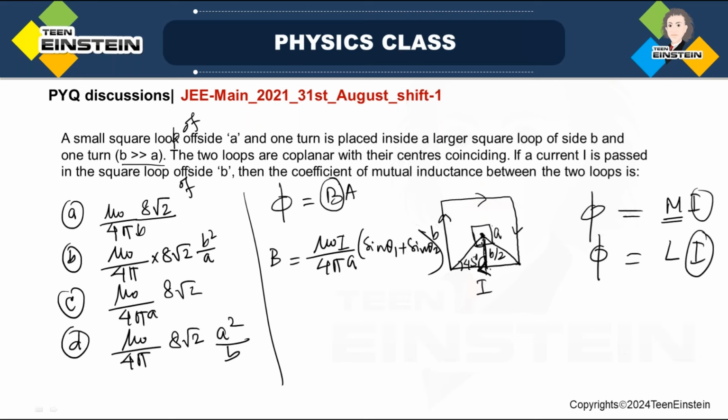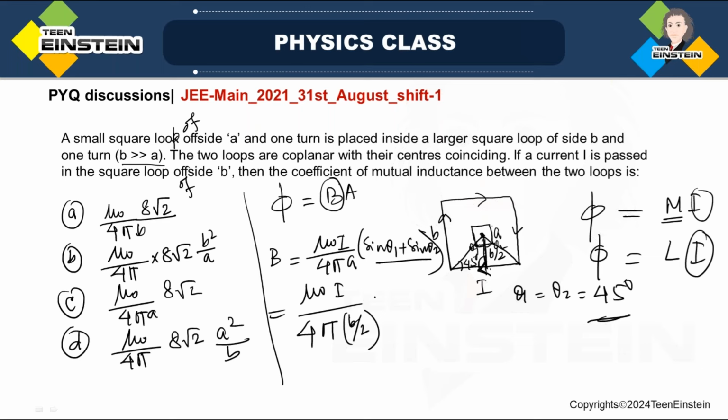So I have got here, this is theta 1 and this is theta 2. So both are 45 degree. Theta 1 equals theta 2, that is 45 degree. So this part I know then. So mu 0 I by 4 pi. What is the distance? This is b by 2.